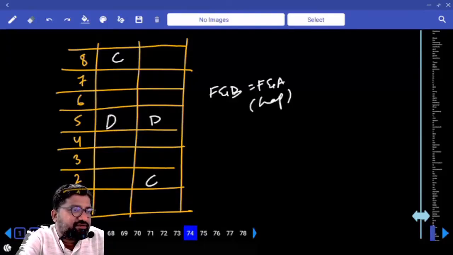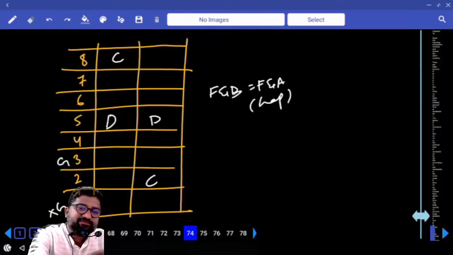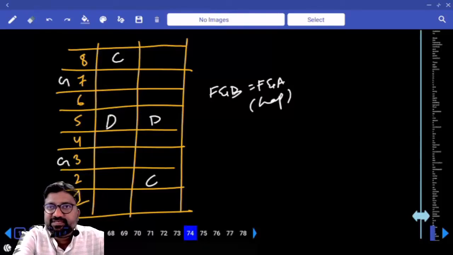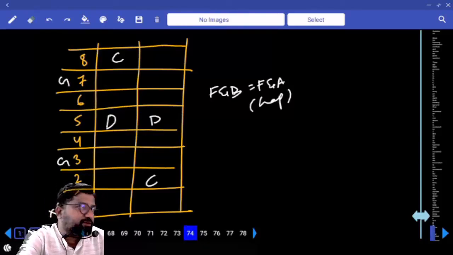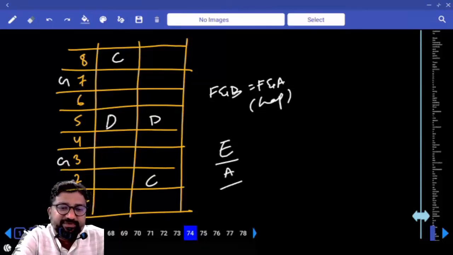G lives on one of the odd number floors but not in the lowermost floor. So G can be in the 3rd floor or 7th floor, because 5 is occupied by D. There is only one person living between C and A, who lives just below E. Just below E is A. And how many floors between C and A?